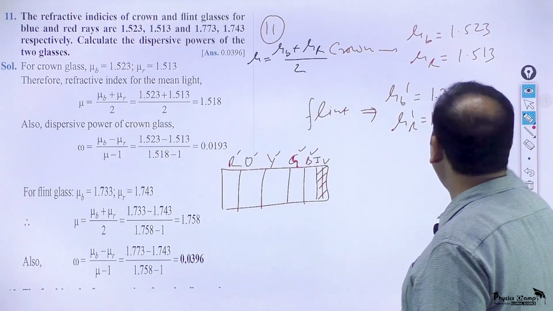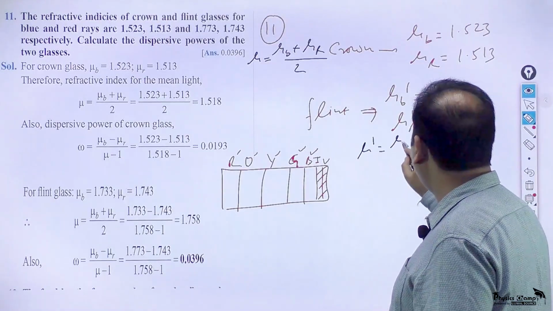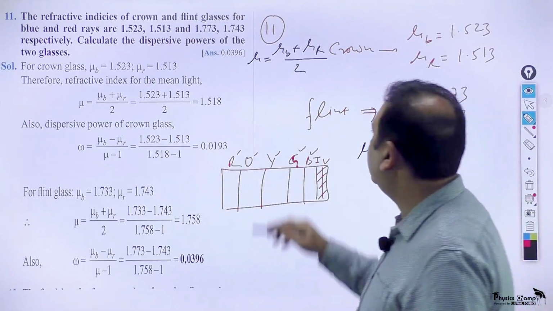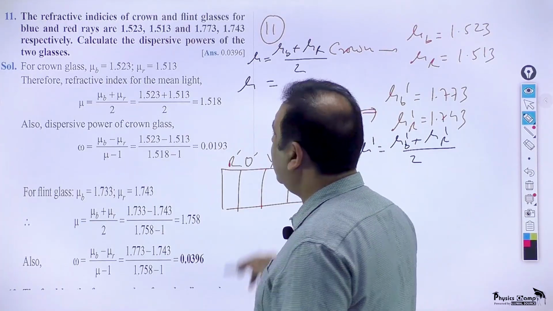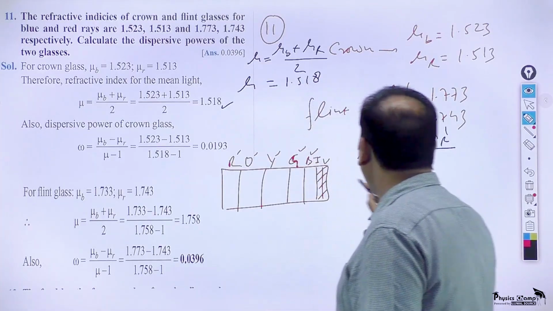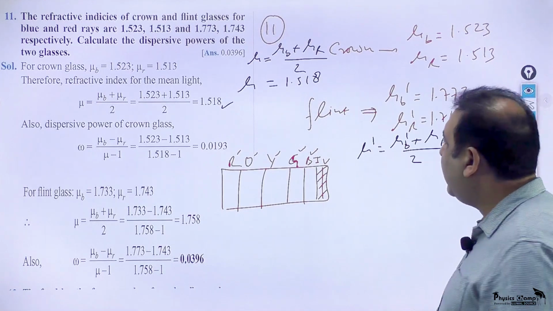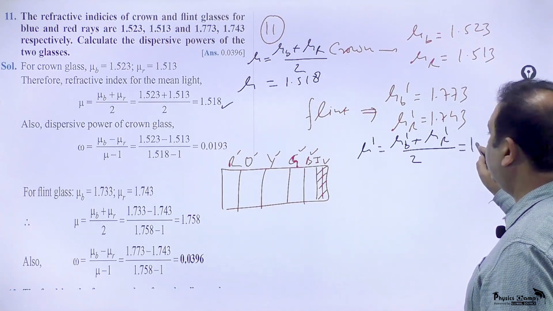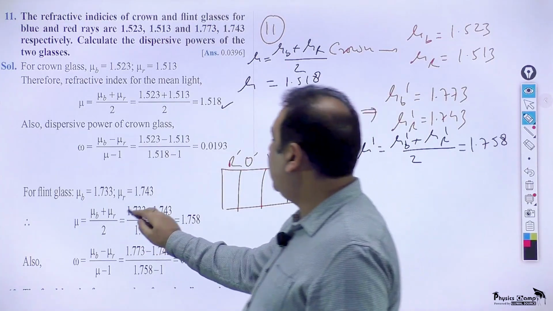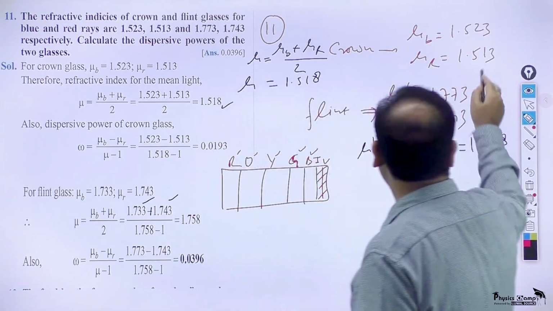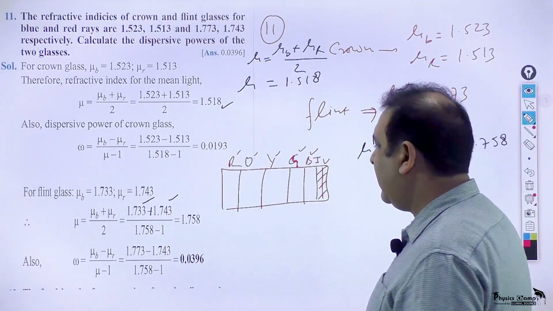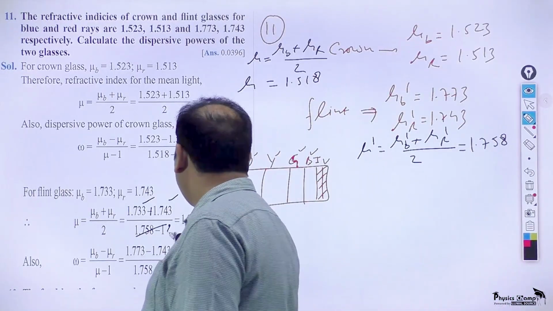Similarly, in this case, the mean refractive index will be (mu b dash plus mu r dash) by 2. So the mean refractive index for crown glass comes out to be 1.518, and for flint glass it comes out to be 1.758, that is (mu b plus mu r) by 2, 1.773 plus 1.743 divided by 2. And that's how we can get the dispersive power.